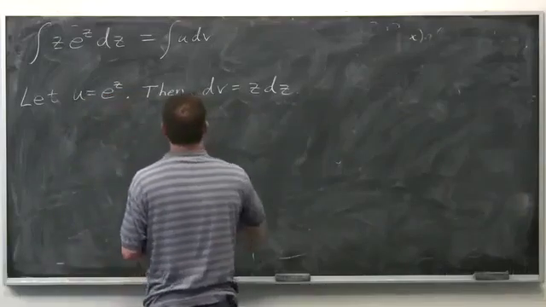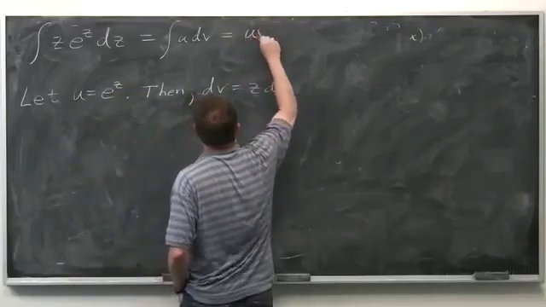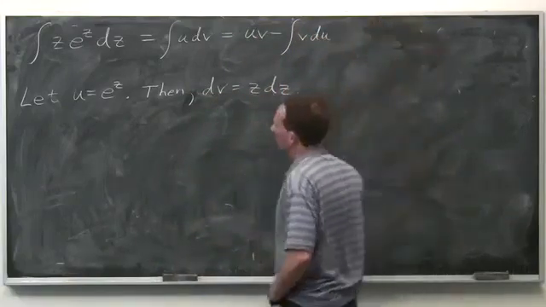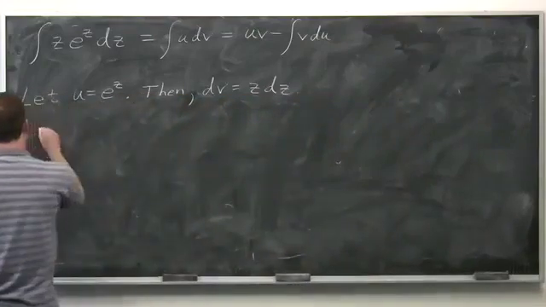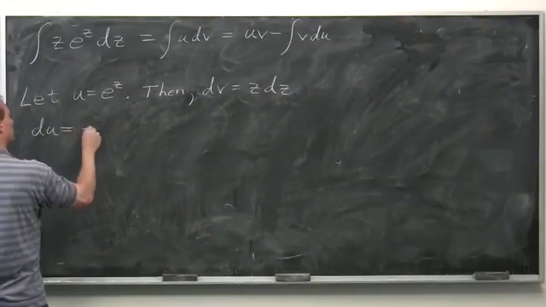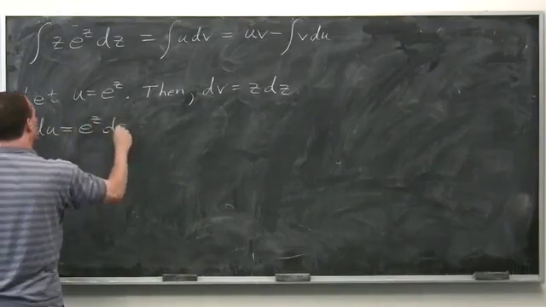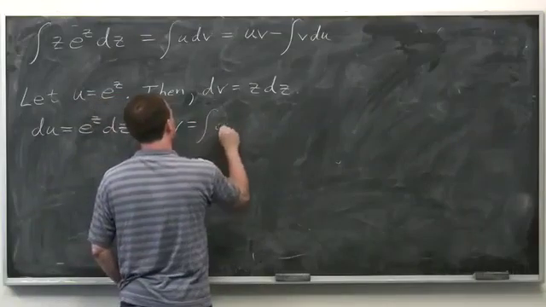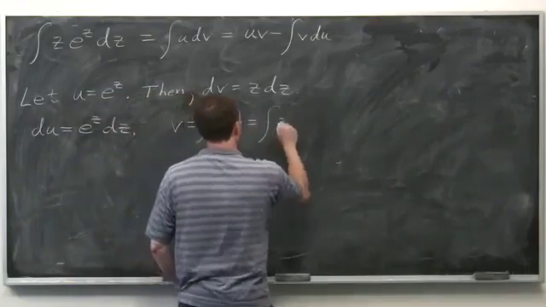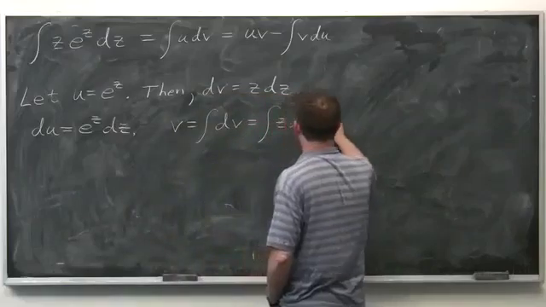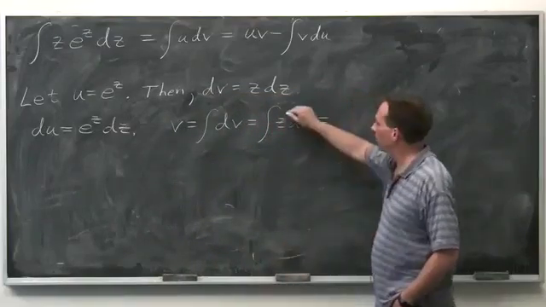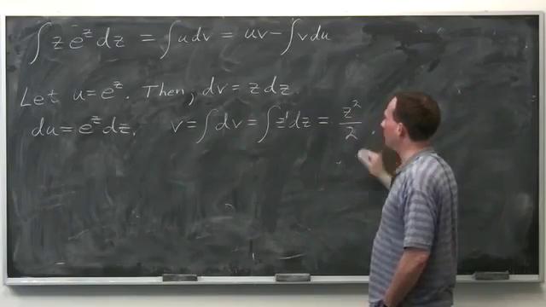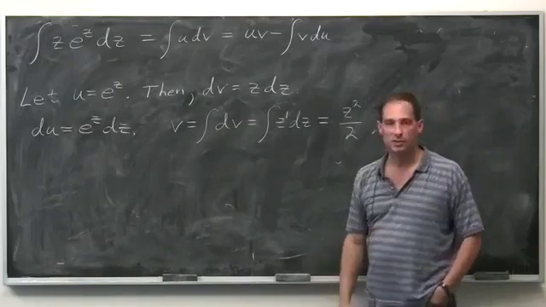By the integration by parts formula, which is just the product rule in reverse, this is u times v minus the integral of v du. All right, if u is e to the z, du is its derivative times dz. So we get this. That's not bad. V is the antiderivative of dv, but we don't care about the plus c. So it's the antiderivative of z dz. This is the power rule for integration. You add 1 to the exponent and divide by the new exponent. And don't bother putting in the plus c.